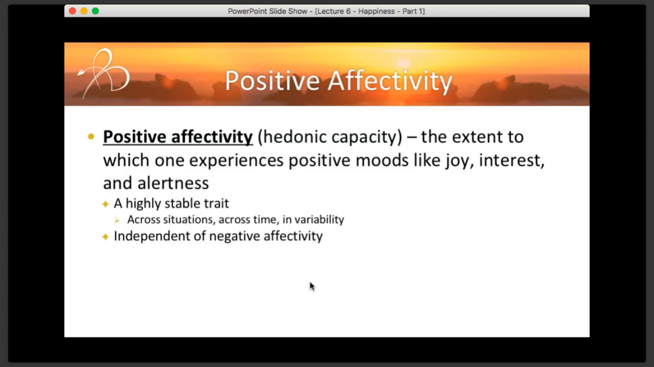It's a separate question, right? And someone could be really high in positive affectivity and also really high in negative affectivity. They might experience a lot of positive emotions and a lot of negative emotions. We call that a passionate person. So you can be high in both, or high in positive affectivity and low in negative affectivity. Just because you're high or low in positive affectivity tells you nothing about how much negative emotion you experience. They're separate.